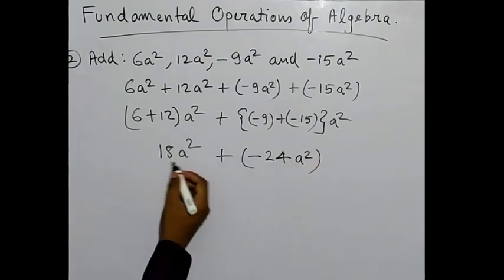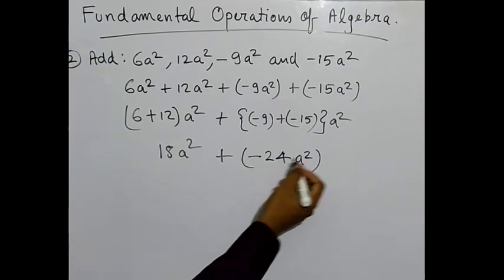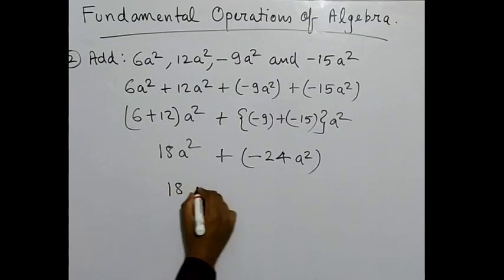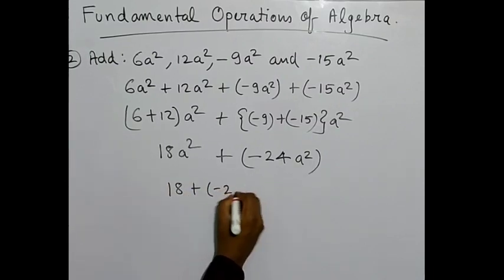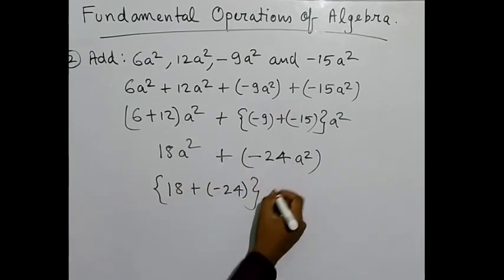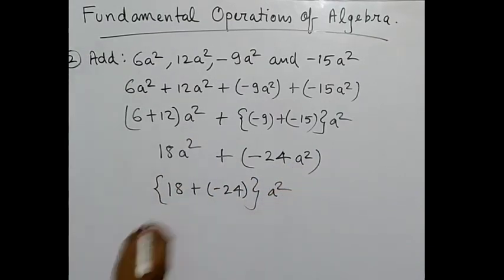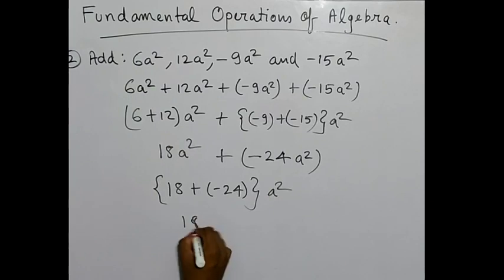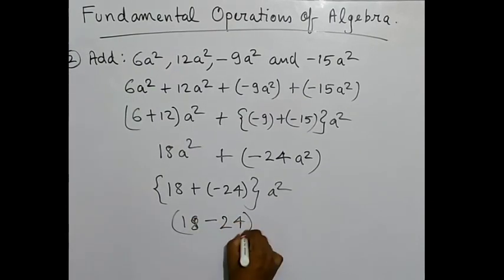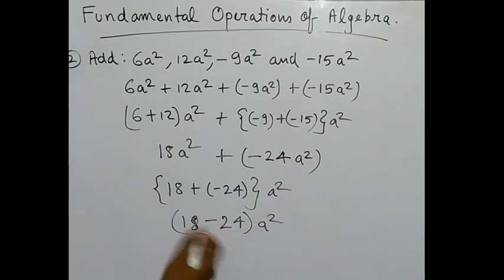Then we are left with 18a square plus negative 24a square. We can add the numerical coefficients 18 plus negative 24, and the common variable is a square. So 18 minus 24 a square. Now we subtract, we find the difference between the absolute values of negative 24 and 18. What will that be? 6.